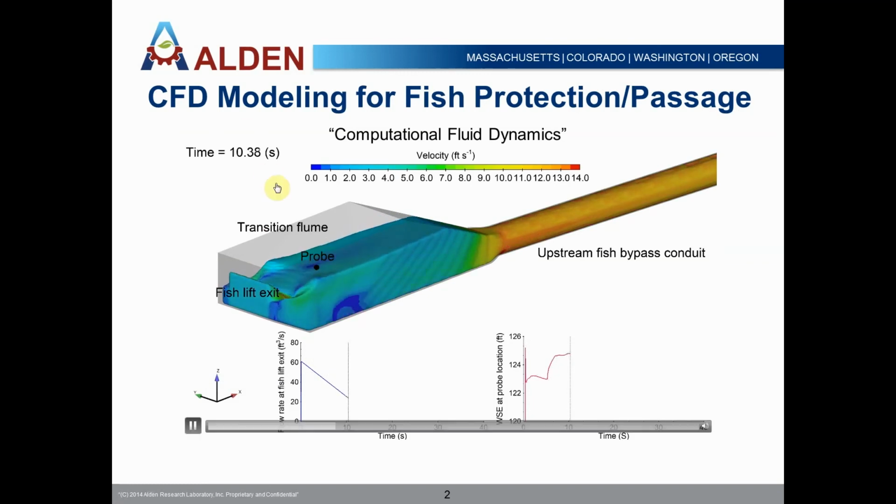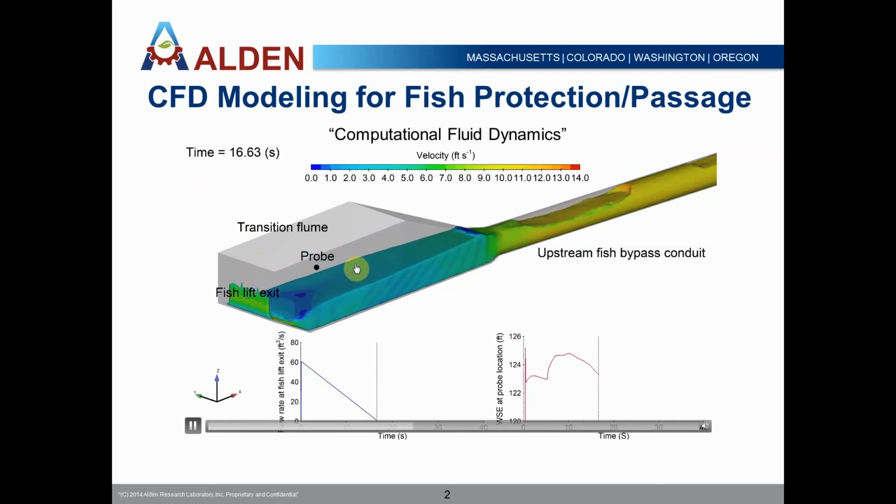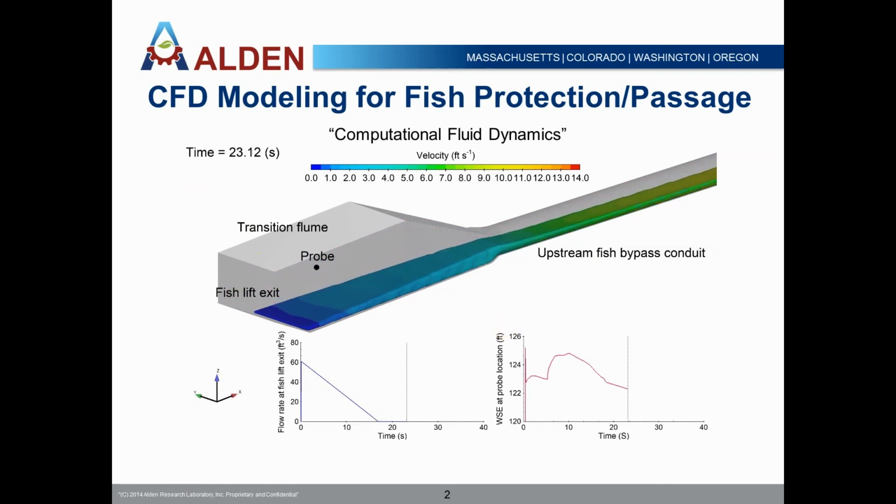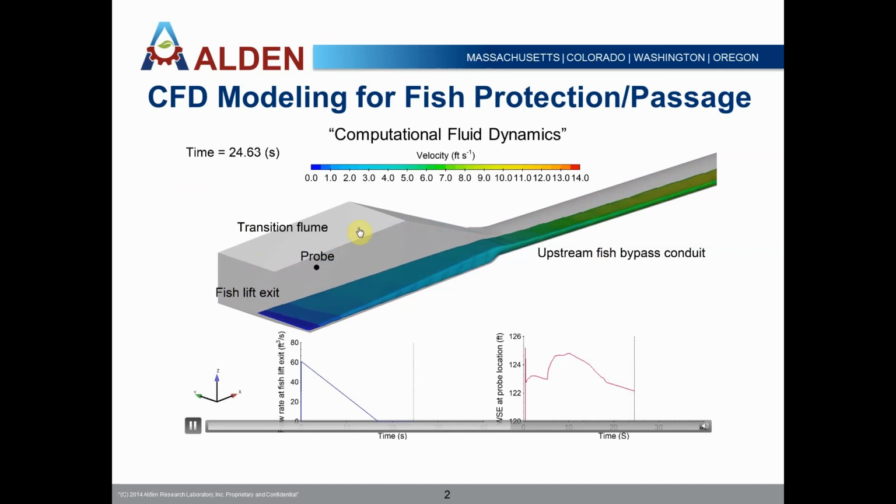This is a flume that empties into a conduit. And there's a fish lift that goes up and dumps water and fish into this flume. And then we see the water go down the conduit and eventually up into the head pond. So this is a very typical application of CFD in fish passage. You can see we're talking on the order of tens of feet here for the domain size.